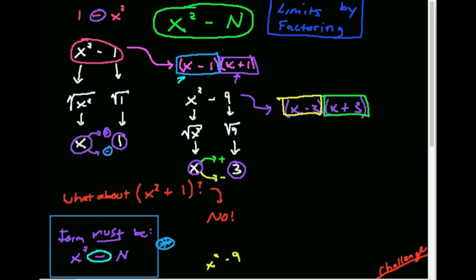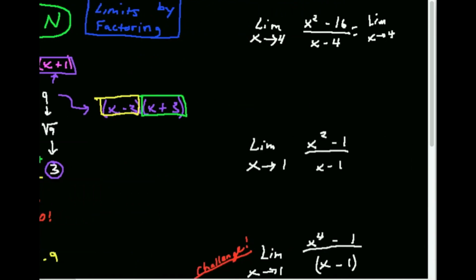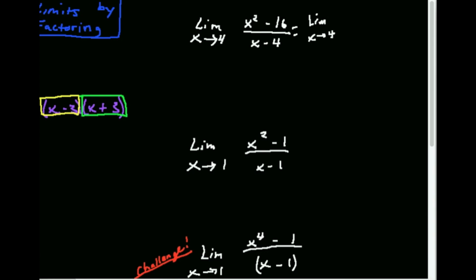Take the square root of x squared, I got x, the square root of this number, in this case it was 1, I got 1, so it's going to be x plus 1 times x minus 1. Here though, it's going to be x. What's the square root of 16? It's 4. So I'm going to have an x plus 4 and an x minus 4. Okay? That's what this numerator is equal to, and then the whole thing is divided by x minus 4.